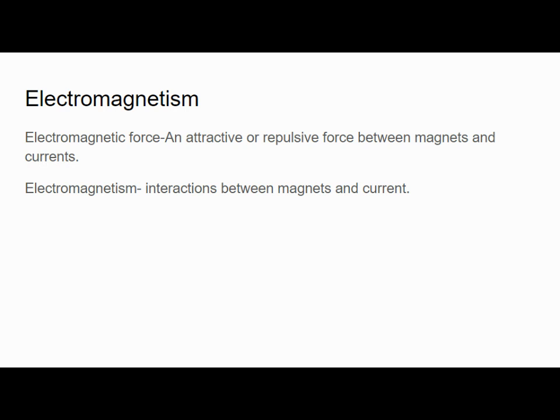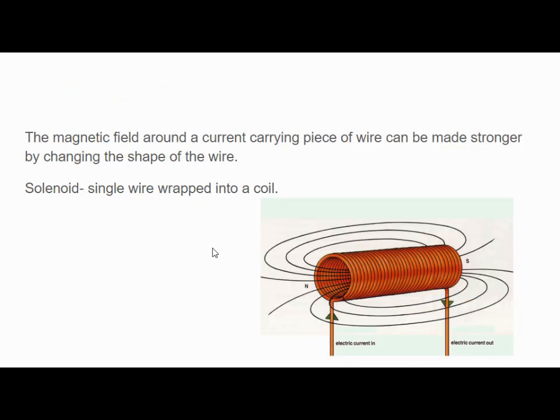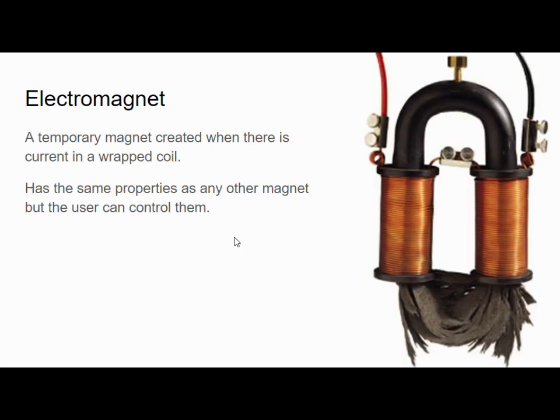Electromagnetism is a force in which you have a stronger magnetic field and also an electrical field. These are the things that help move or create larger systems. Things like the Hadron Collider use electromagnetism. Electromagnetism is also used with our faster moving roller coasters, planes, and computers. The magnetic field around a current-carrying wire is stronger depending on the shape of the wire. A solenoid is a single wire wrapped into a coil. That's going to give you a stronger one. An electromagnet is a temporary magnet created when there is a current around that wrapped coil. So you can create it and turn off the magnetic field with electromagnets.